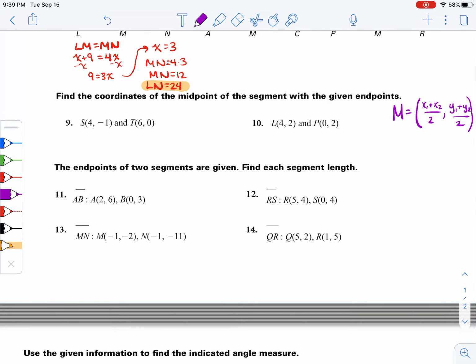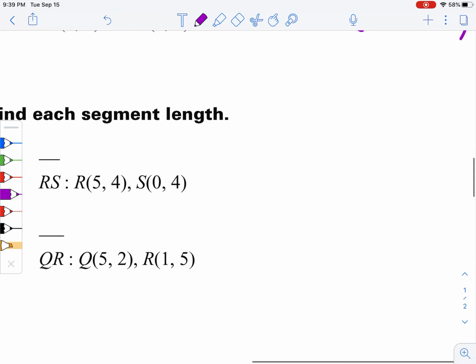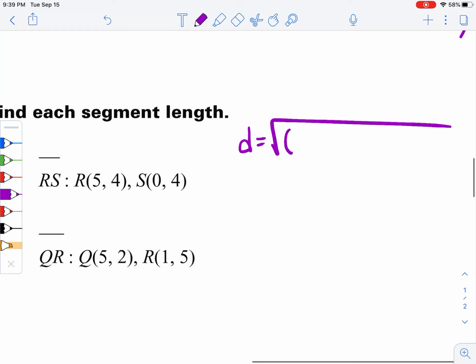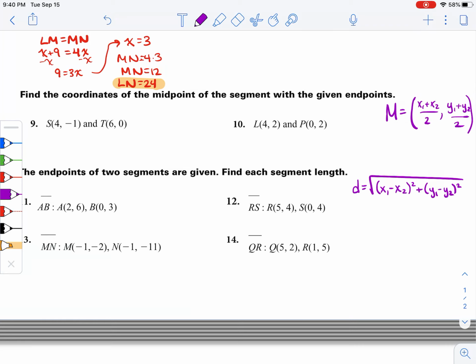11, 12, 13, and 14 are the same idea. You're going to name an x1 and a y1. You're just finding the distance. So it's distance equals the square root of (x1 minus x2) squared plus (y1 minus y2) squared. So those are the two formulas for those two sections.